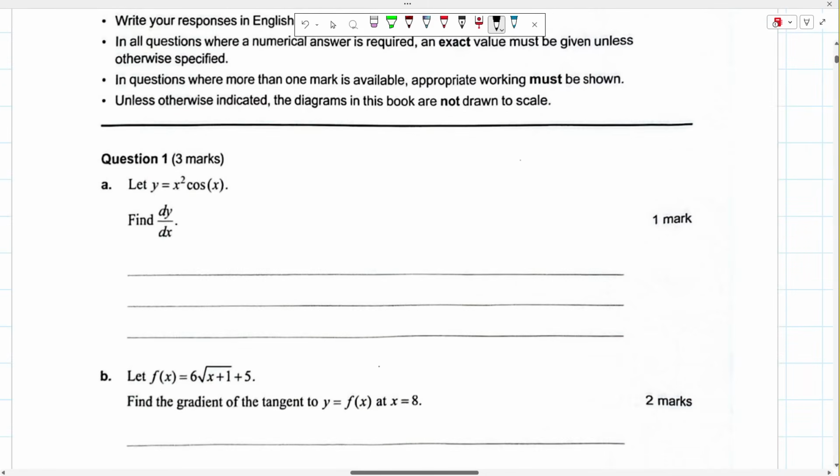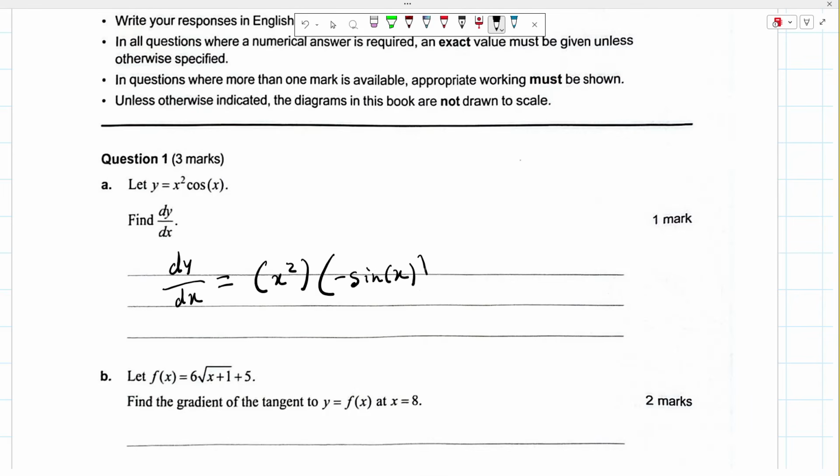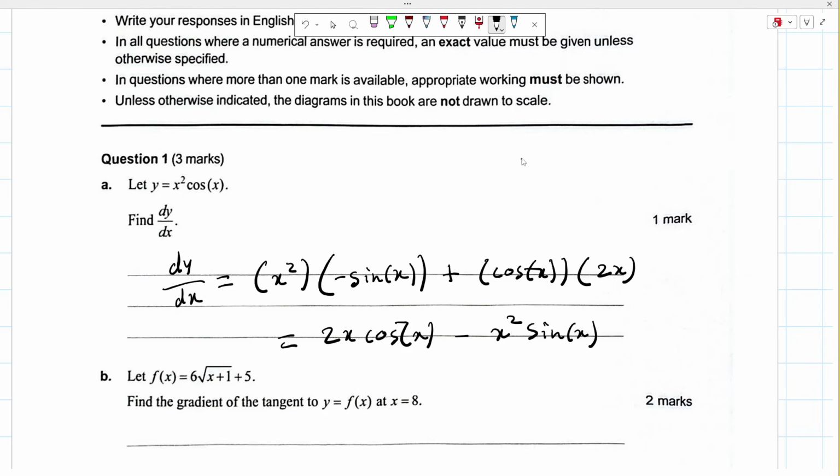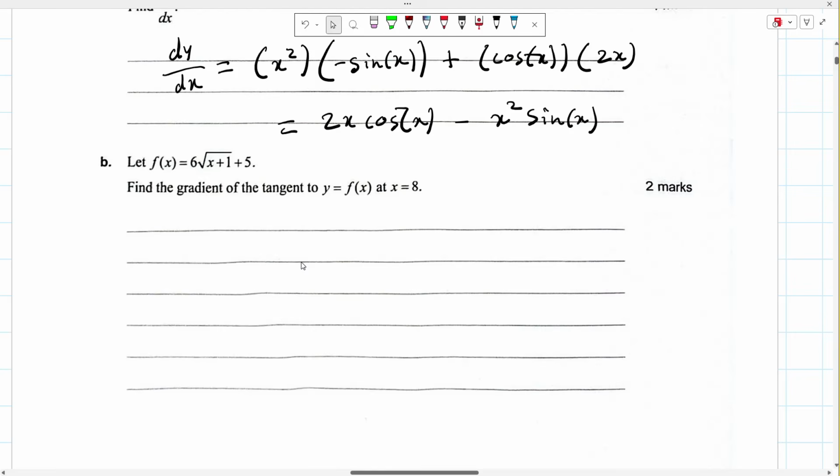y is equal to x squared cos of x. Let's find dy/dx. We're simply using the product rule. That's going to be the first function times the derivative of the second function, plus the second function times the derivative of the first. And now we can just write it like this. So that's the first question.